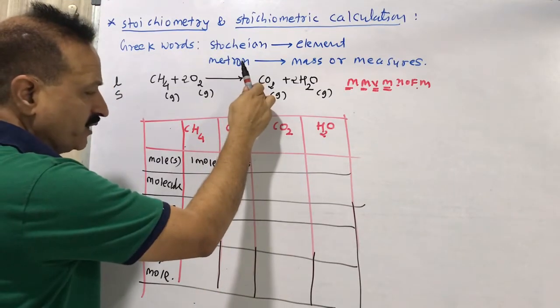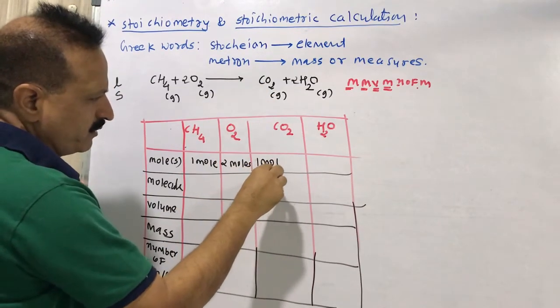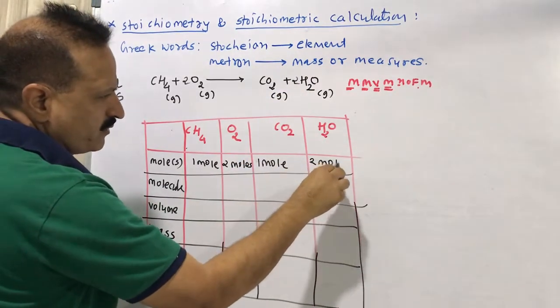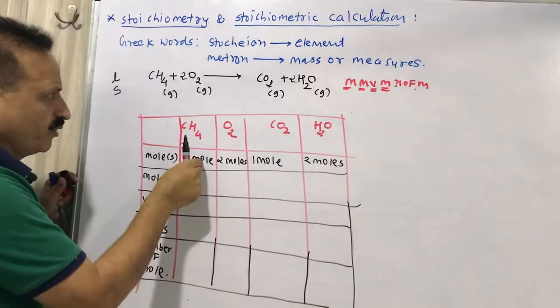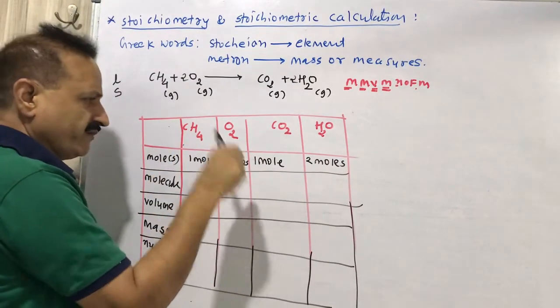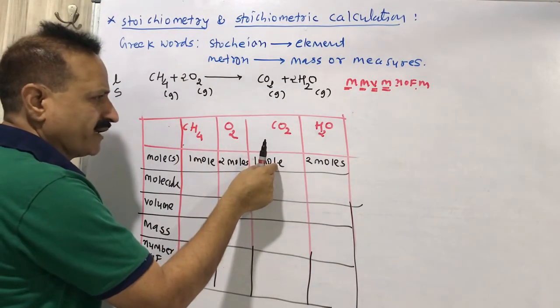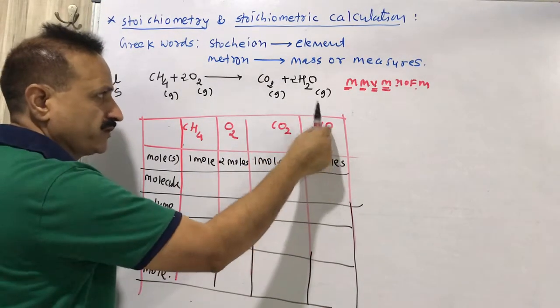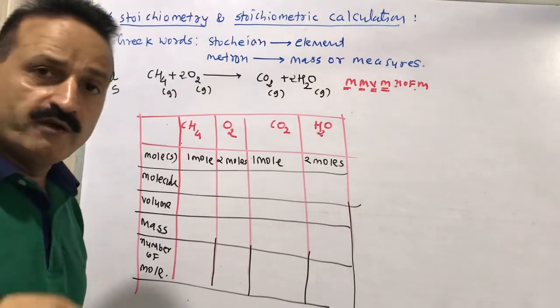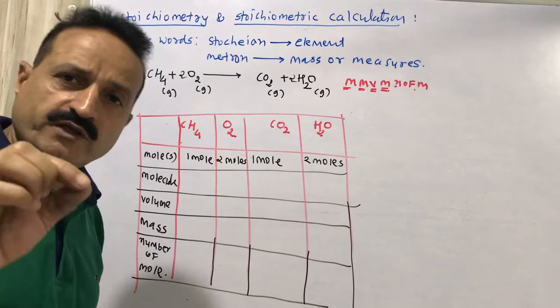CO2 on the product side is 1 mole. H2O on the product side is 2 moles. So 1 mole CH4 will react with 2 moles of dioxygen. Then we have the product, 1 mole carbon dioxide and 2 moles water. The values are put from the equation.